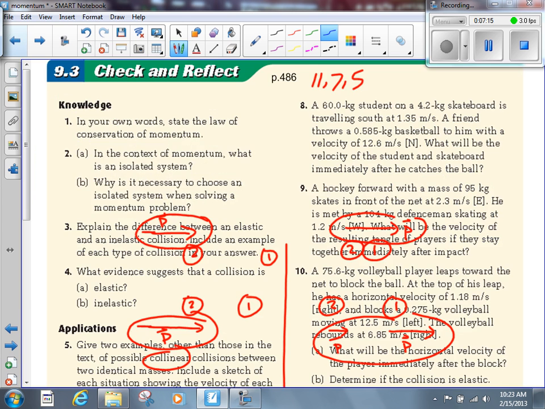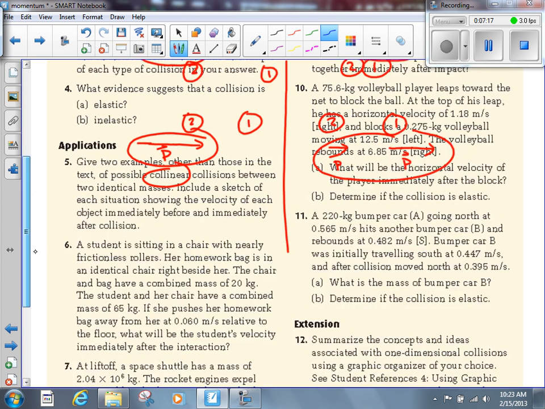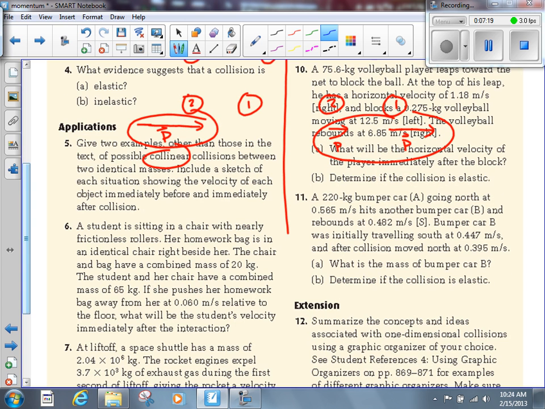All right, let's take a look at the last question, question number 11 now. It says a 220 kilogram bumper car, car A, is going north. I'm going to change that to car 1. I don't like A's and B's, it's just a little thing I have. I'm going to call it 1 and 2 as opposed to A and B. Anyways, it's going north at 0.565. It's another car going south.